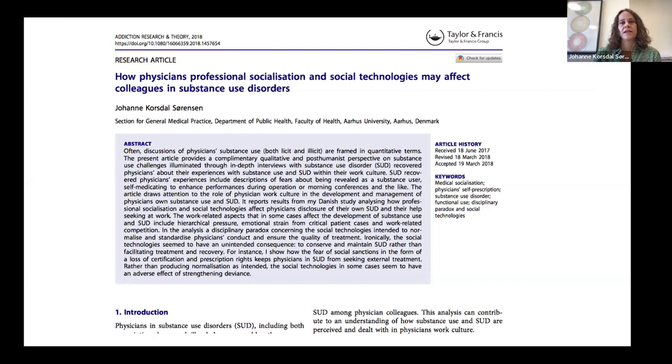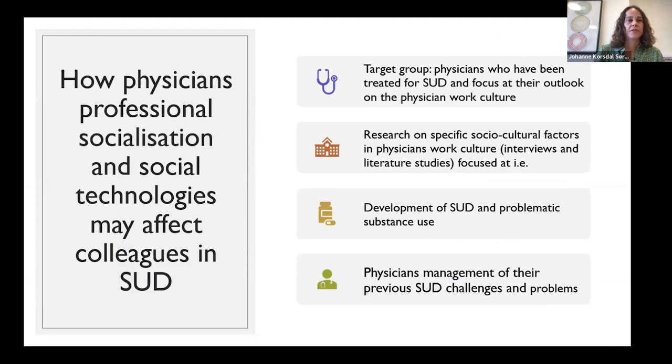Yes, and this is an article also from the same study, but this is a qualitative article. The title was How Physicians' Professional Socialization and Social Technologies May Affect Colleagues in Substance Use Disorders. My target group here was physicians who had been treated for substance use disorders, and I was focused on their own outlook on their physician work culture. So I researched specific sociocultural factors in the physician work culture and interviewed these physicians about it, and also had a literature study specifically focused on the development of substance use disorders and problematic substance use, and also on physicians' management of their previous substance use challenges and problems.